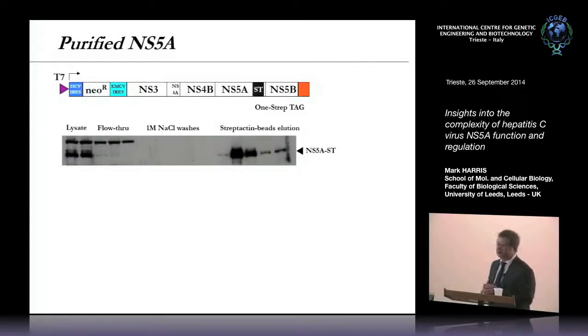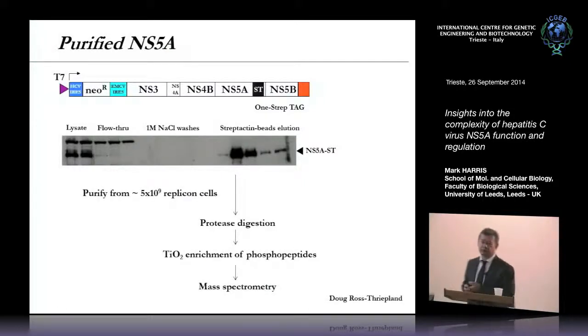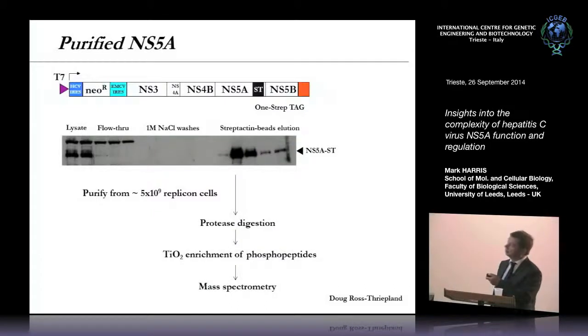So the way we went about this, and this was done by a graduate student in my lab, Doug Ross, is that he purified NS5A from replicon cells. In heroic efforts, he took cells expressing NS5A with a strep tag, and he purified from 5 by 10 to the 9 replicon cells, which I think was about 100 to 200 T175s. He purified NS5A using streptactin and biotin elution and went through mass spectrometry to identify sites of phosphorylation in this protein. So what did Doug find?